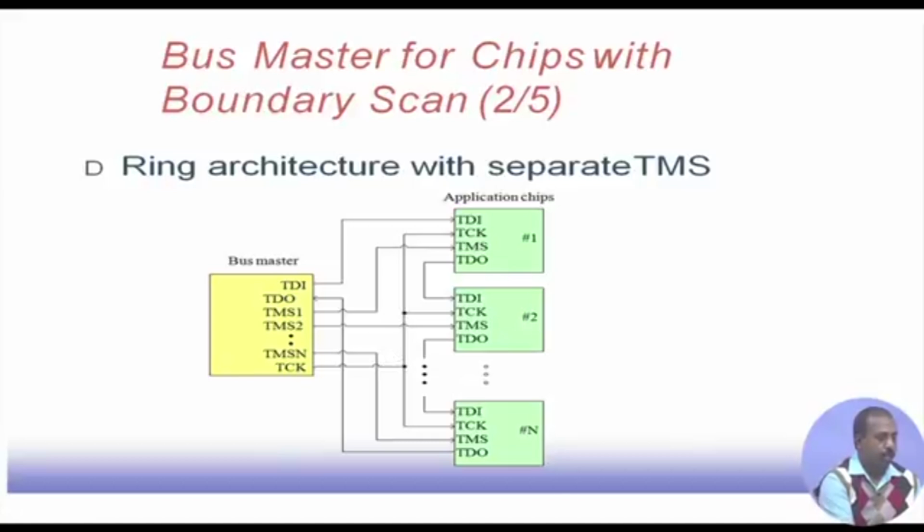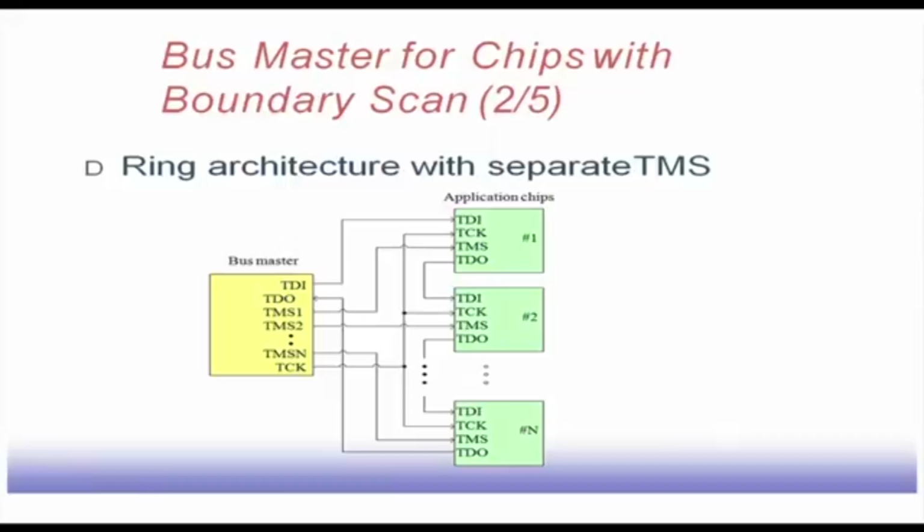We can have separate test mode signals, if we want different chips to execute different test mode instructions, like some of them doing EXTEST, some doing INTEST, some doing IR configuration. If it is different, then we need a number of these test mode select lines, which are distinct for different chips. We have one TDI and one TDO, that part remains the same. Then they are daisy chained.